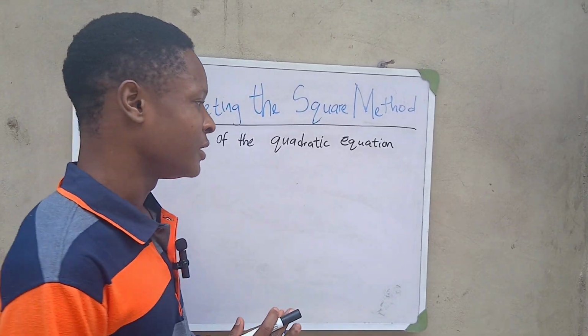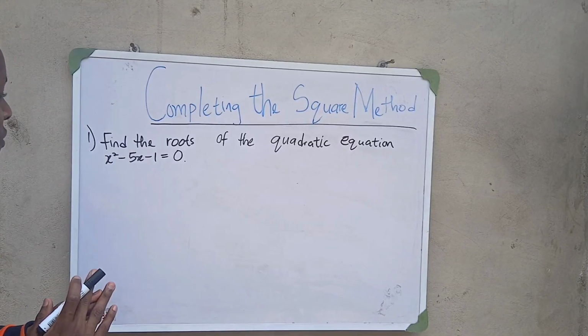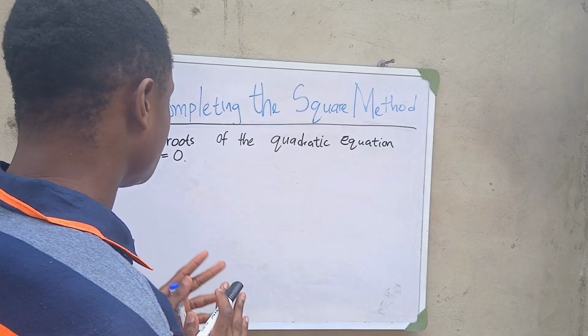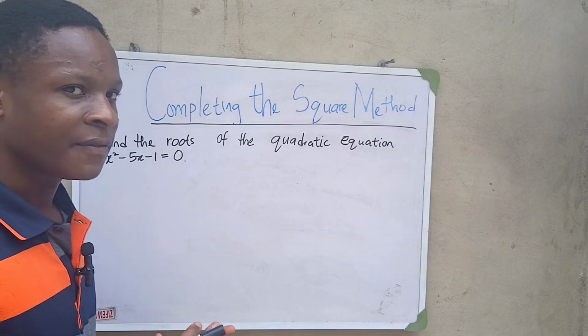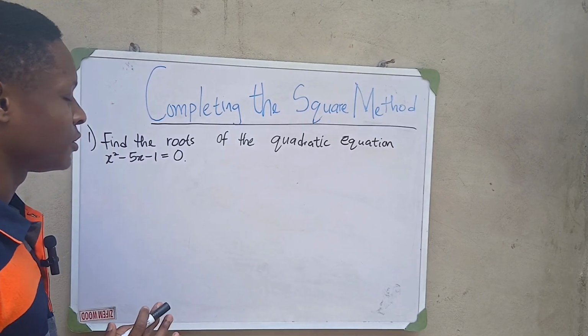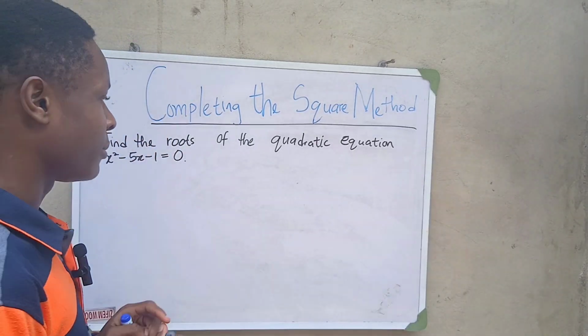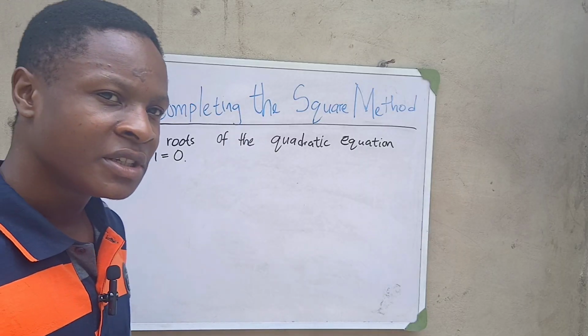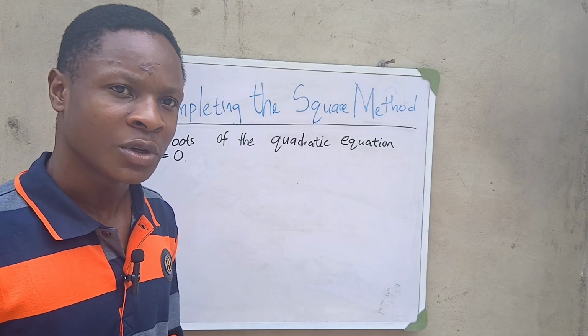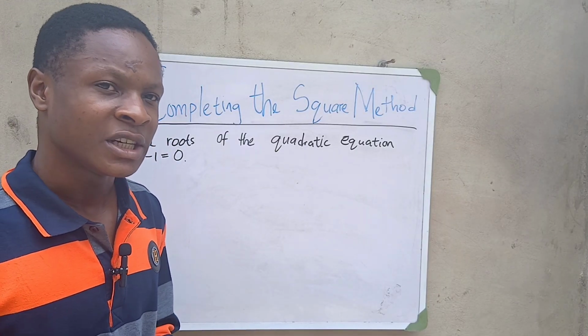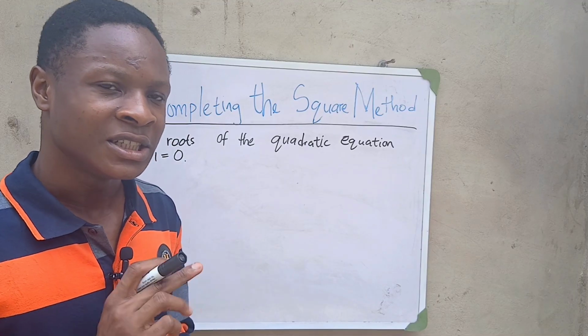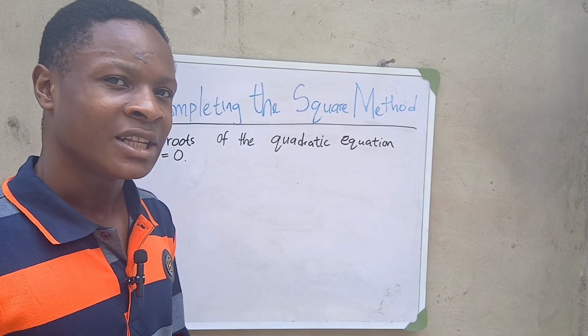So now let's proceed. The first question says find the roots of the quadratic equation x squared minus 5x minus 1 is equal to 0. Let's check if this quadratic equation can be factorized. In our previous video we talked about how to solve quadratic equations using the factorization method. I'll drop it in the description box below, so check it out.